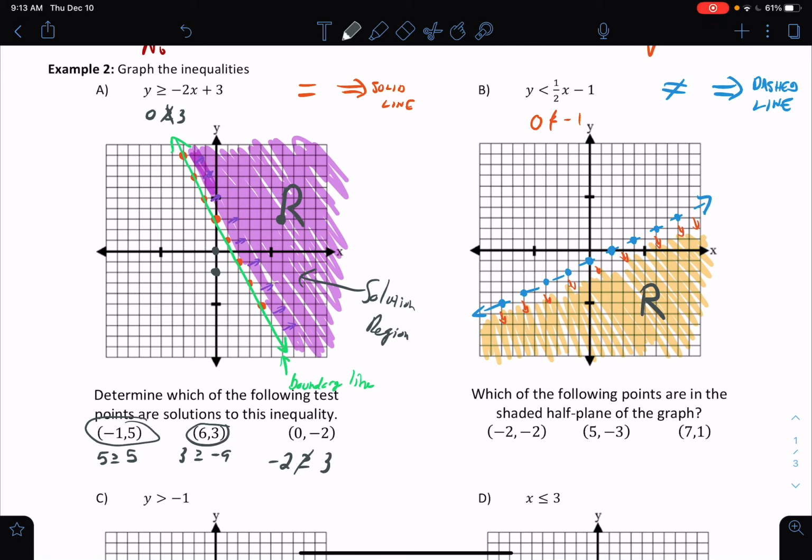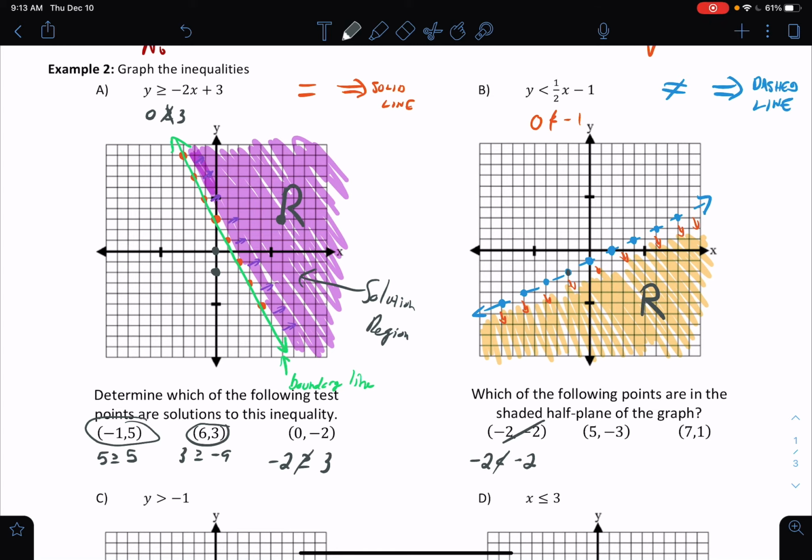Let's test these points. Negative 2, negative 2. If I plugged in negative 2 for y and negative 2 for x, I would get negative 2 is less than half of negative 2, which is negative 1, negative 1 minus 1 is negative 2. So I get negative 2 is less than negative 2. You notice that it's this point right here, but it's on the dashed line. It doesn't work because negative 2 is not less than negative 2. Negative 2 equals negative 2, so this is not true. That point is not going to be in my solution region.